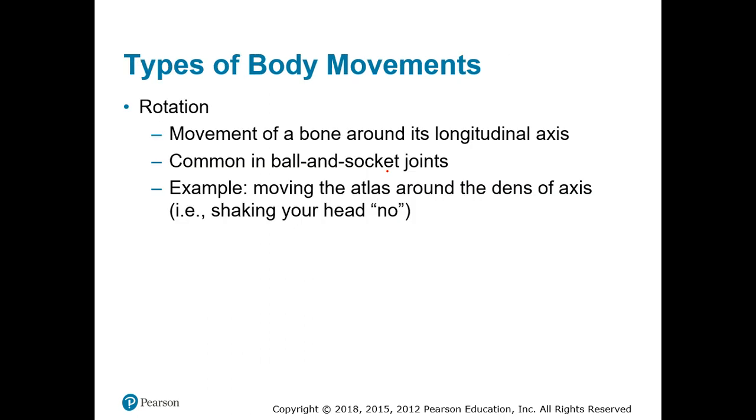Another type of movement is called rotation. This is going to be movement of a bone along a longitudinal axis. This is very common in ball and socket joints. A good example of rotation is looking left and right, shaking your head no. This would also be a good example of you moving your arm left and right. So a good example of this is moving the atlas around the dens. If we remember, our atlas is the first bone in our vertebrae that holds our head.